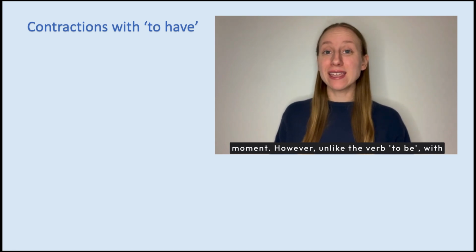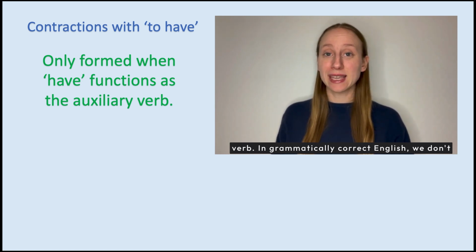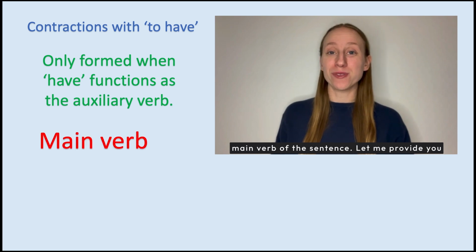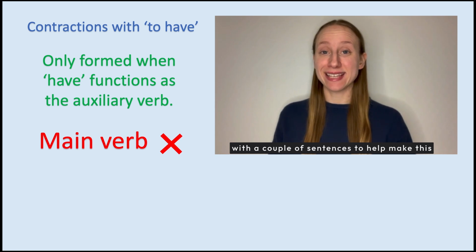However, unlike the verb to be, with the verb to have, contractions can only be formed when have functions as the auxiliary verb. In grammatically correct English, we don't tend to form contractions when have is the main verb of the sentence. Let me provide you with a couple of sentences to help make this rule a little clearer.